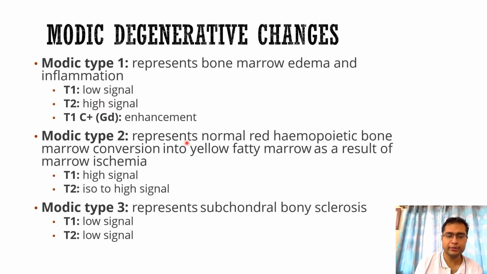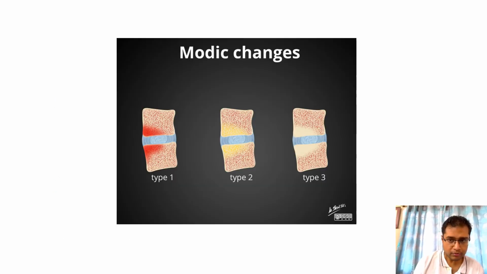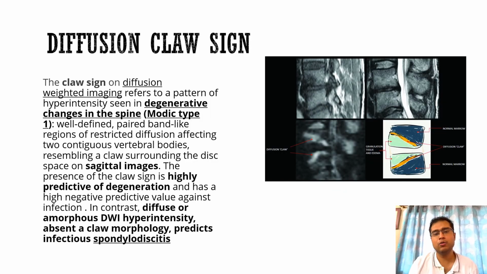This is very important. It is very difficult to differentiate from infection or spondylodiscitis, because spondylodiscitis will also show edema and will show similar signals on T1 and T2 along with post-contrast enhancement. So what is the method to differentiate it from spondylodiscitis? So I asked my technician to get a DWI done. So on DWI, what we see is diffusion claw sign, which is suggestive of degenerative Modic change.